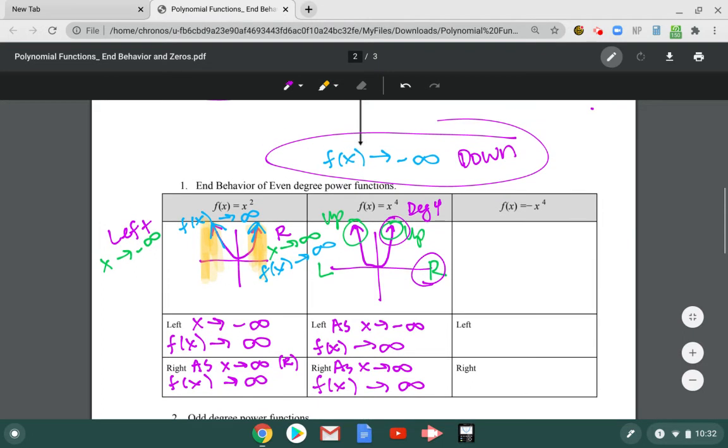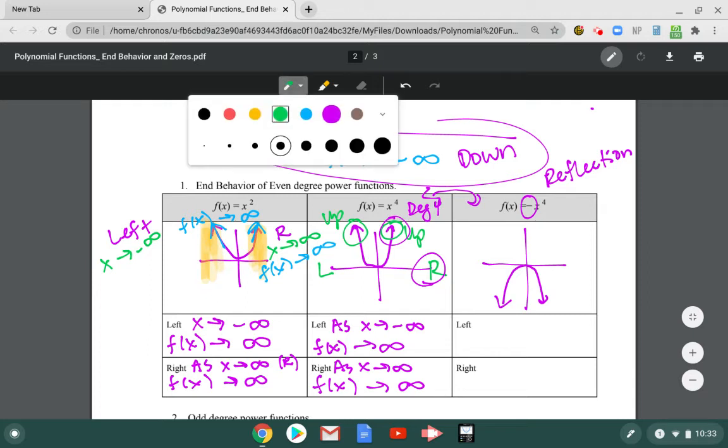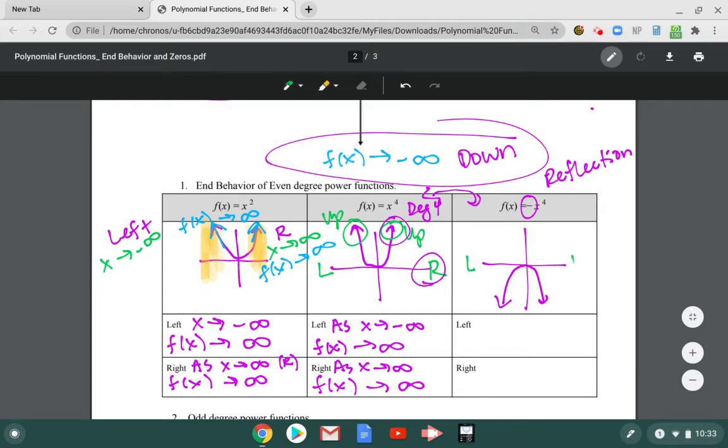Okay, number 3. The only difference between number 2 and number 3 is this negative out in front. So that means we have a reflection. I do not need Desmos to graph this guy. I know that it's just going to be turned upside down. Just need a little bit of a sketch. So I'm going to label this guy first. So left, right. My function on the left is going down, and on the right, it's going down.